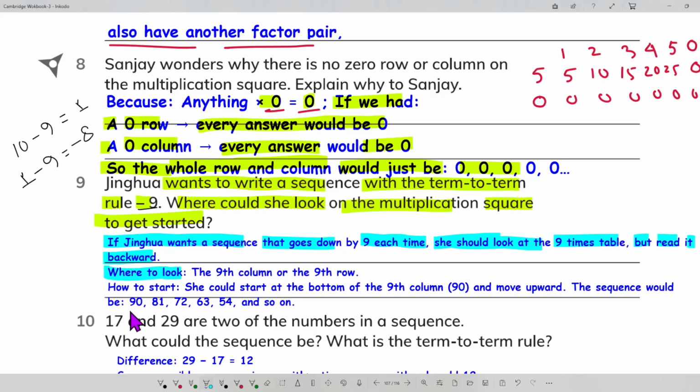Where to look? The 9th column or 9th row. How to start? She could start at the bottom of the 9th column, 90, and move upward. The sequence would be like, suppose you start from 90 and follow -9, it will be 81, then again -9, 72, then 63, like this.